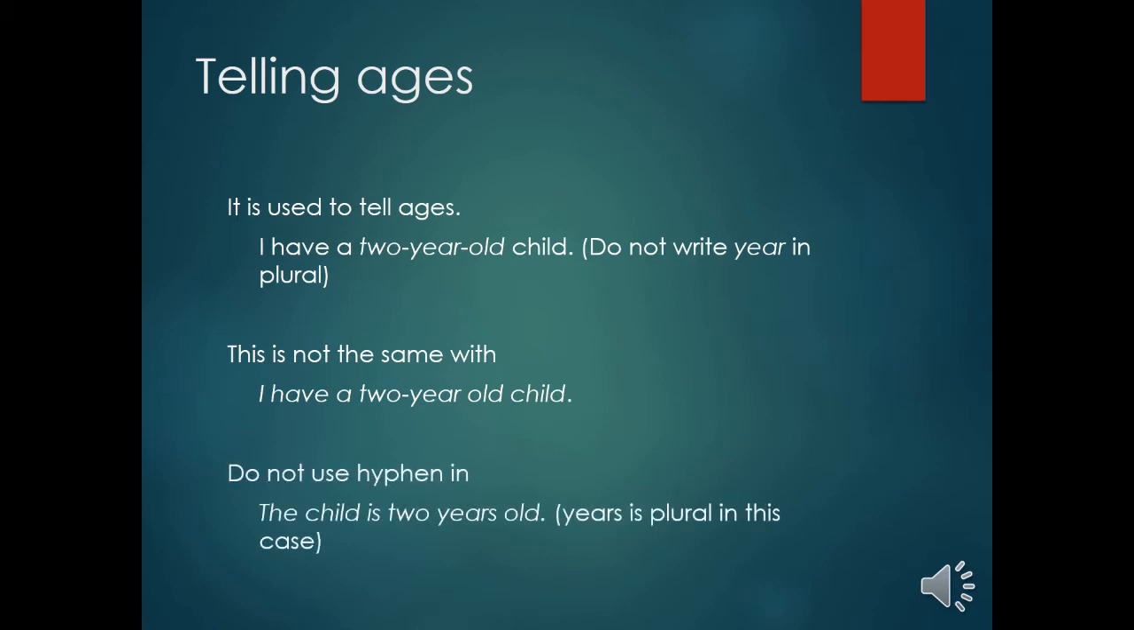Okay? Do not use hyphen in "the child is 2 years old." Years is plural in this case. So you shouldn't use hyphen to join maybe 2 and years or 2 years old together. The words are okay used like that in their separate ways. 2, years, old are all standing alone, carrying their exact meaning. 2 is modifying years. Years is modifying old. So that is how it works in this kind of situation.